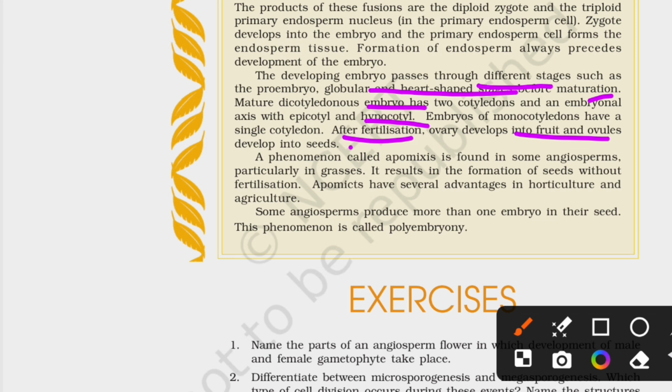The phenomenon called apomixis is found in some angiosperms, particularly in grasses. It results in the formation of seed without fertilization. Apomixis has several advantages in horticulture and agriculture. Some angiosperms produce more than one embryo in the seed. This phenomenon is called polyembryony.